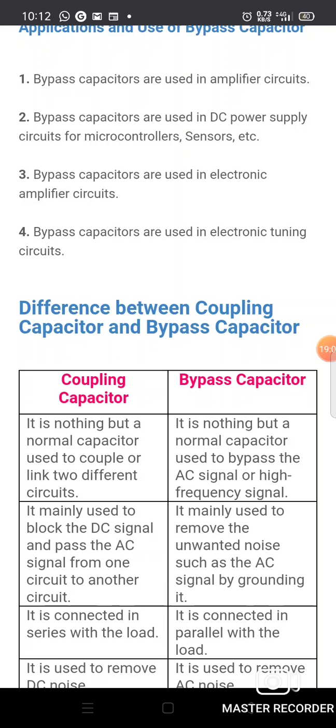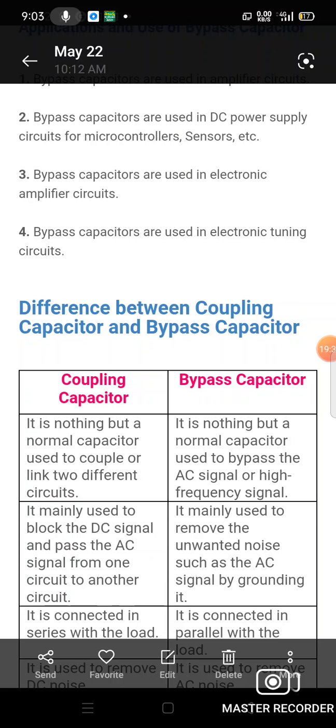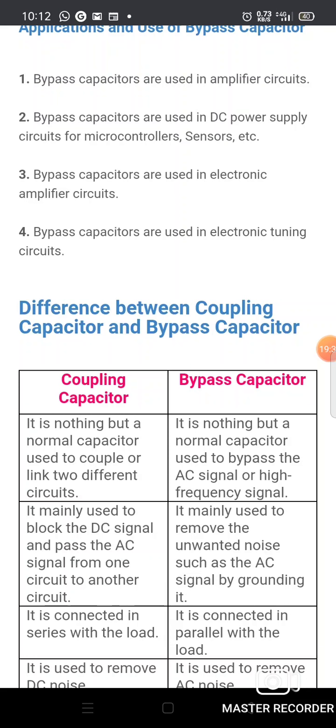Second function of the coupling capacitor: it is mainly used to block the DC signal. So the coupling capacitor in the amplifier circuit blocks the DC signal and passes the AC signal from one circuit to another circuit. This is a very important function of the coupling capacitor in two particular places, at the base terminal and at the collector terminal. These capacitors pass the AC signals and block the DC signals.